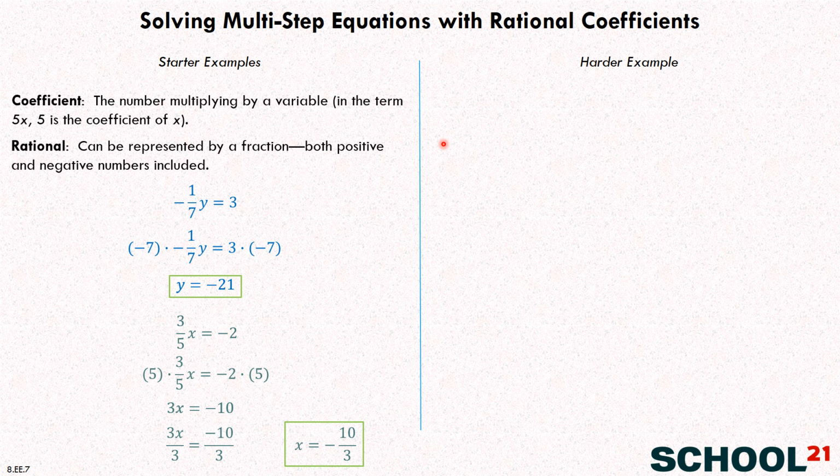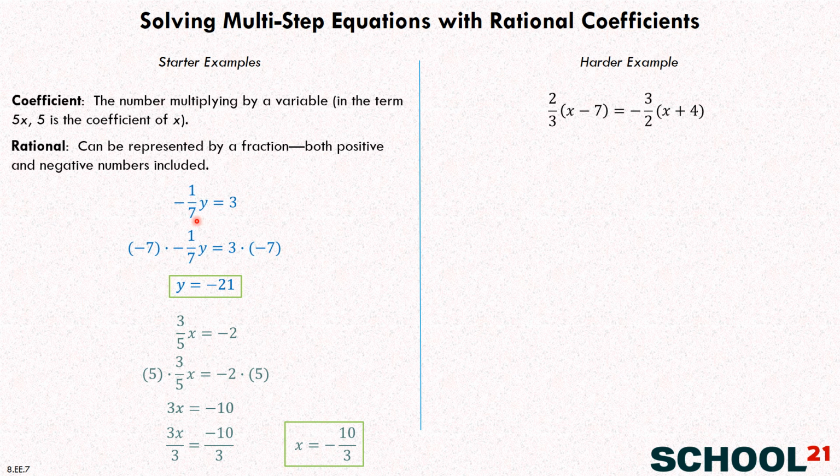Okay, let's look at a harder example now. Here we've got something that looks pretty hairy. 2/3 times a quantity, x minus 7, equals -3/2 times a quantity, x plus 4. So not only do we have positive and negative, we got some multiplication by some quantities. And the really tough thing here is that we have two fractions and they have different denominators. There's a 3 in the denominator here and a 2 in the denominator here.